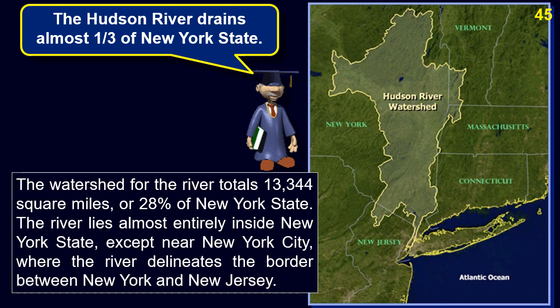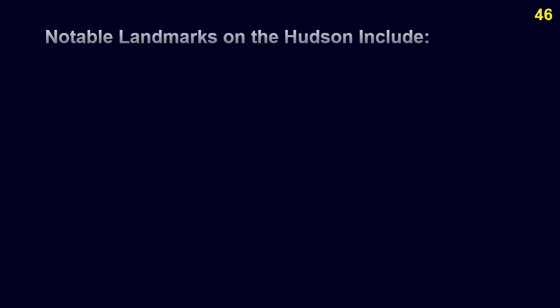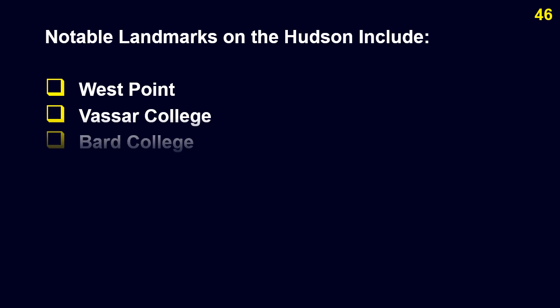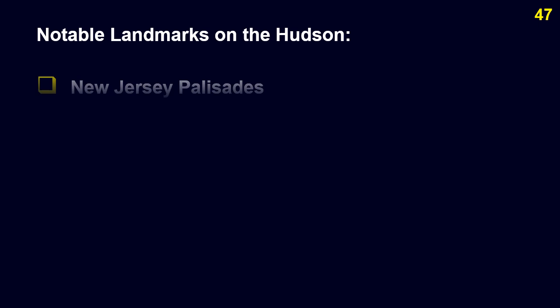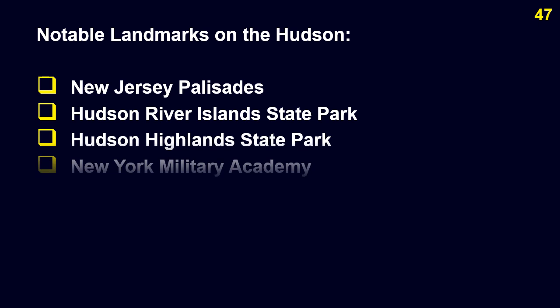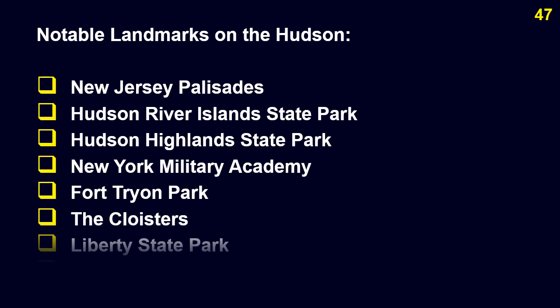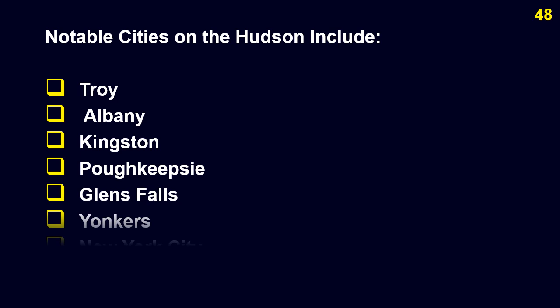Notable landmarks on the Hudson include West Point, Vassar College, Bard College, Culinary Institute of America, Marist College, Thayer Hotel at West Point, Bannerman's Castle, and the Tappan Zee. More notable landmarks on the Hudson are New Jersey Palisades, Hudson River Island State Park, Hudson Highlands State Park, New York Military Academy, Fort Tryon Park, the Cloisters, Liberty State Park, and the Stevens Institute of Technology. Notable cities on the Hudson include Troy, Albany, Kingston, Poughkeepsie, Glens Falls, Yonkers, and New York City.